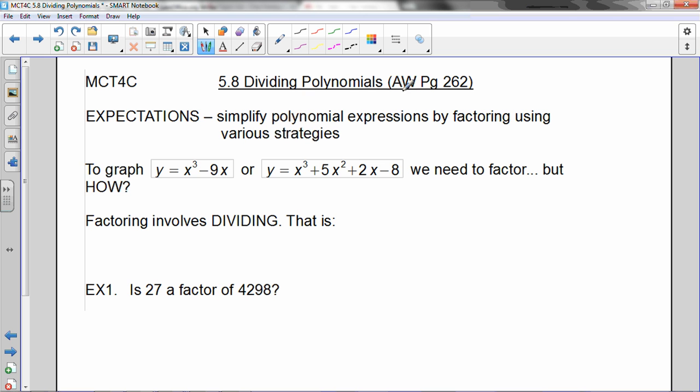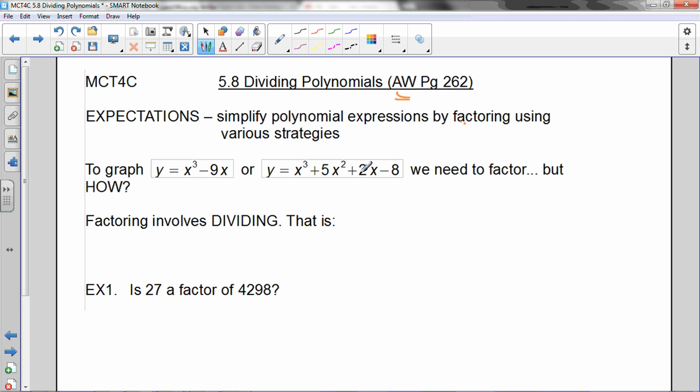Dividing polynomials, and again, we're in the Addison-Wesley textbook, not in our normal textbook. Simplify polynomial expressions by factoring using various strategies. We have been doing this for several days, and we'll do a couple more days of this. To graph this or that, we need to factor. But how? Well, that one wasn't so bad. It was a common factor and a difference of squares, but how do we factor this?